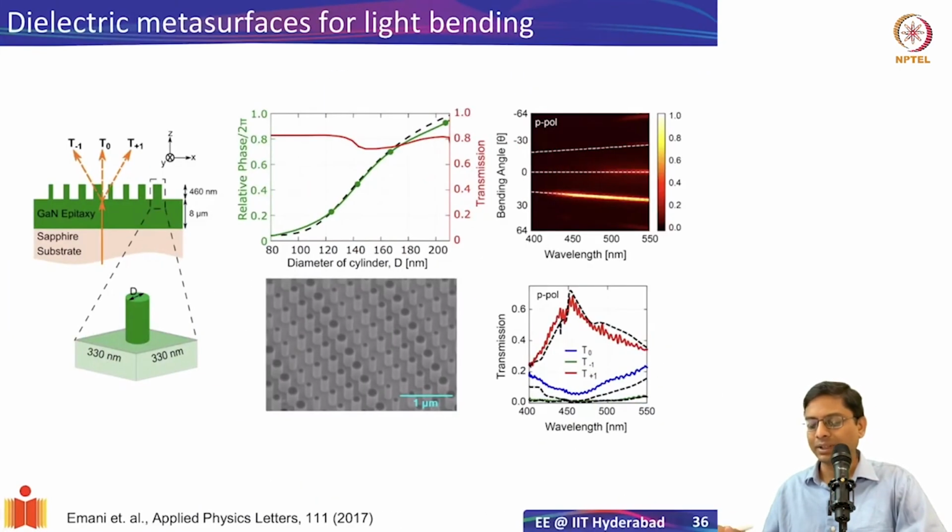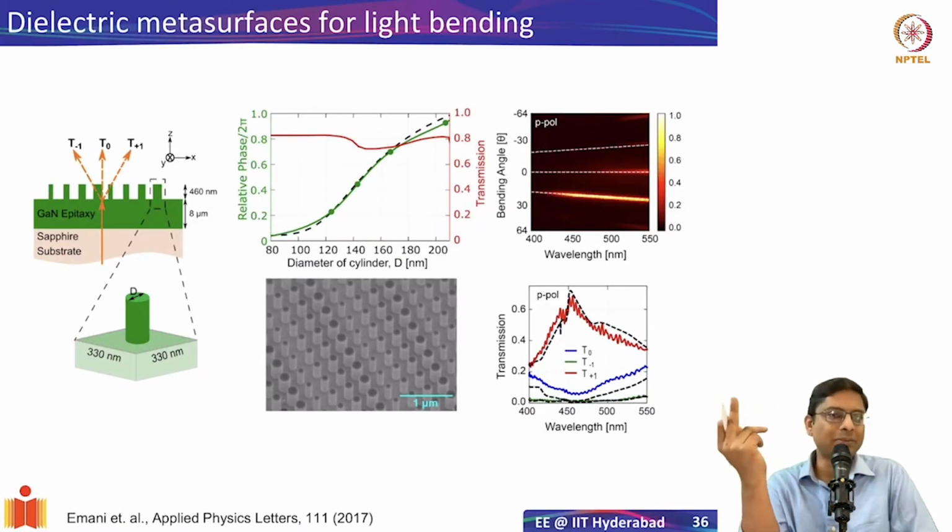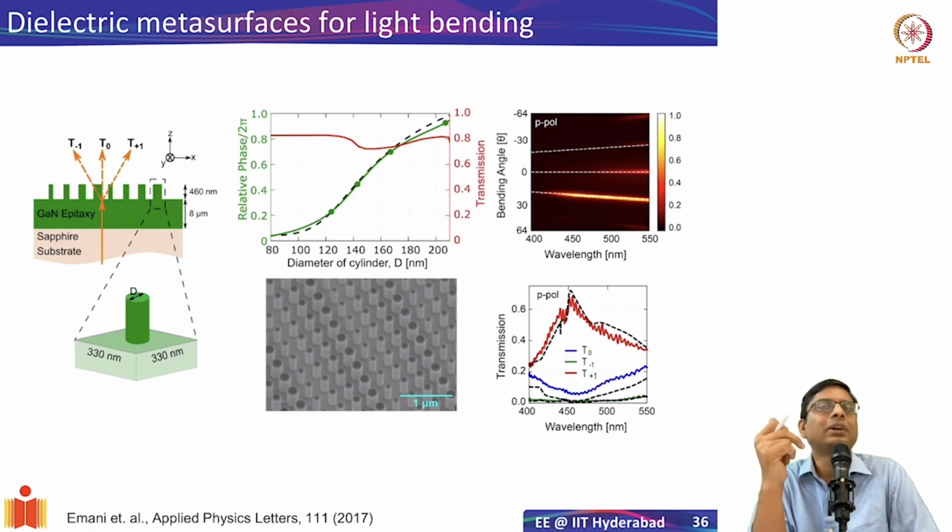And the third example is, again, the beam bending that we talked about in the context of plasmonic metasurfaces. In this case, we can also have dielectric structures. In plasmonic metasurfaces, we are exploiting the idea of resonance. That is just one way of introducing the phase. You can also introduce a phase gradient by just letting light propagate along a nanowire.